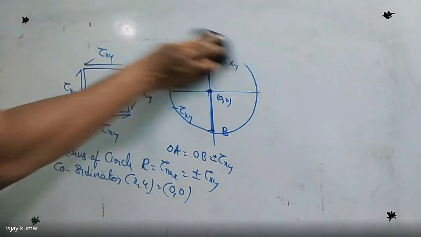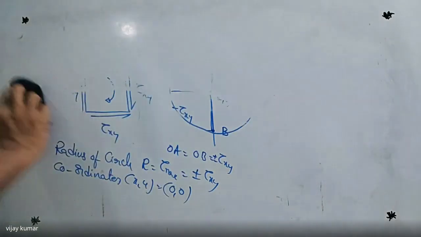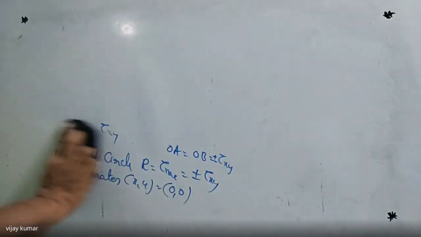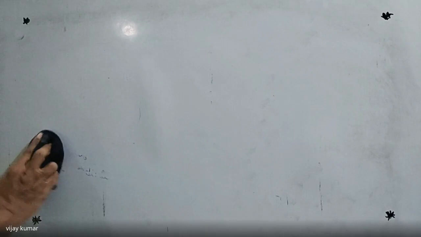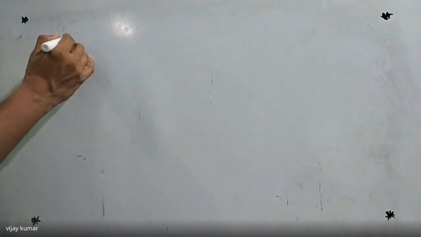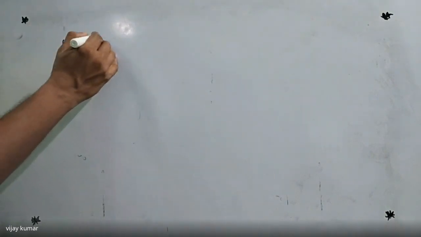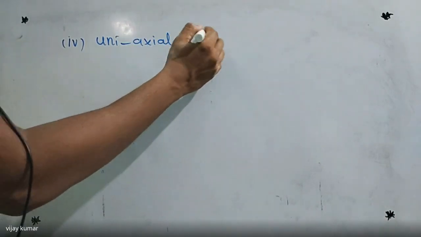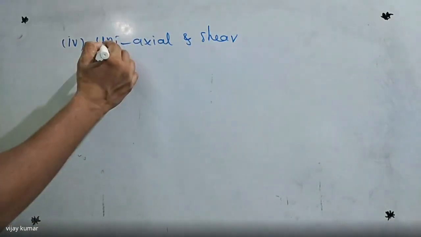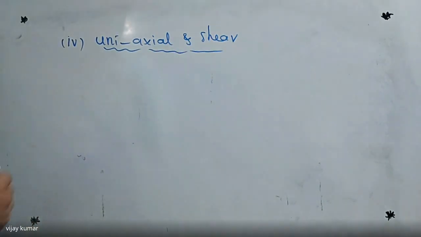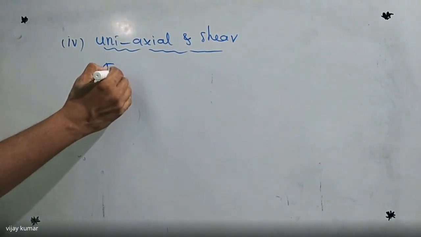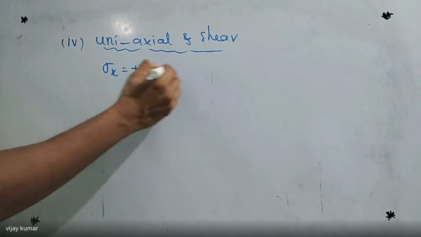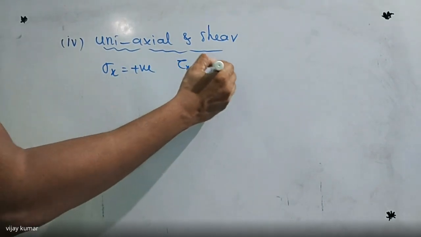So three cases are over, and the fourth case I'm going to give to you. Listen carefully. When the component is subject to uniaxial stress along with shear, and the last one is biaxial shear. So here I am taking the fourth case, that is uniaxial stress with shear. Here I am taking sigma x positive and tau xy, which we can take as plus or minus.